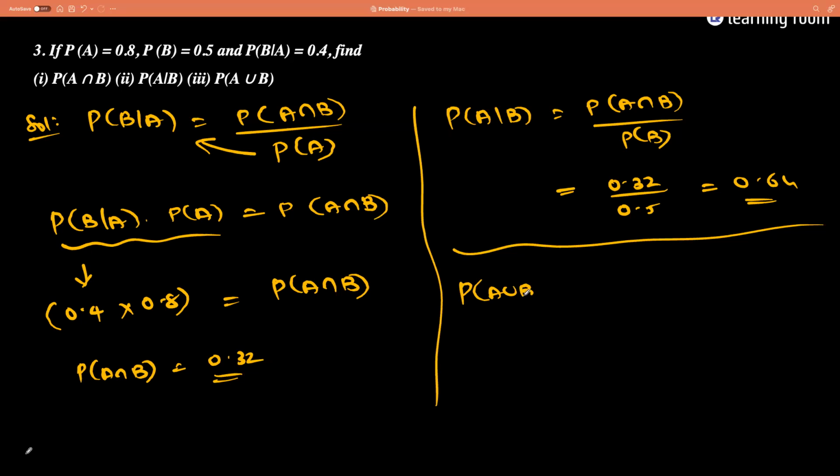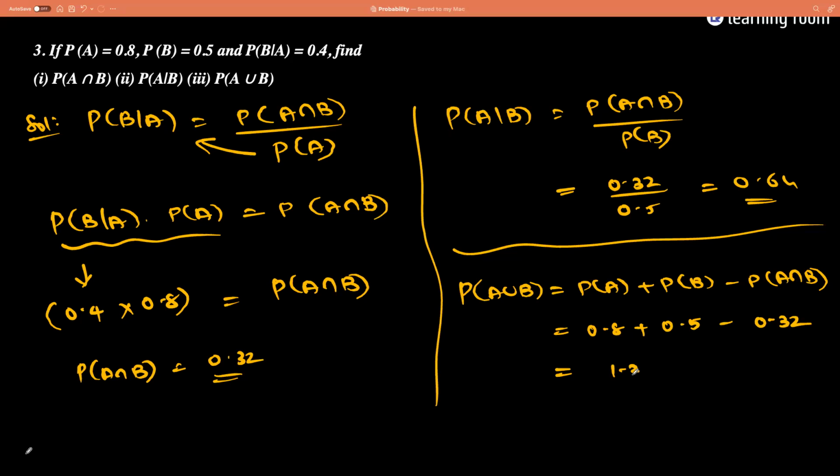Similarly, probability of A union B will be probability of A plus probability of B minus probability of A intersection B. So what is the probability of A? 0.8. What is the probability of B? 0.5. What is the probability of A intersection B? 0.32. So it is going to be 1.3 minus 0.32. So how much is it? 0.98. Okay.